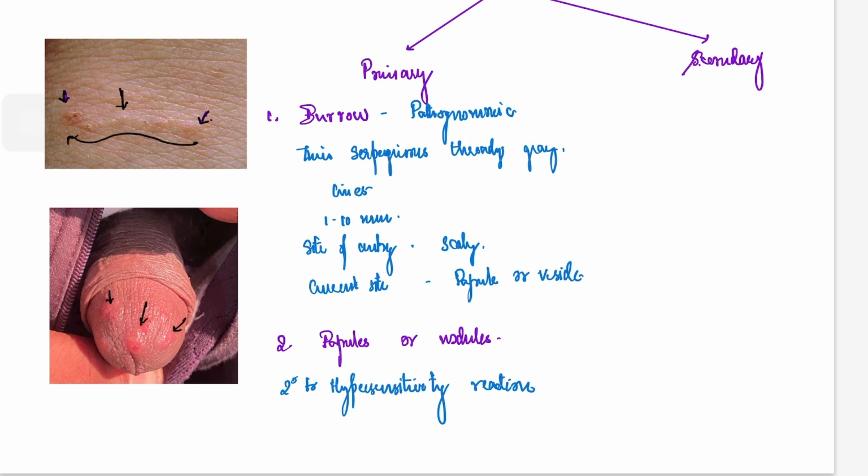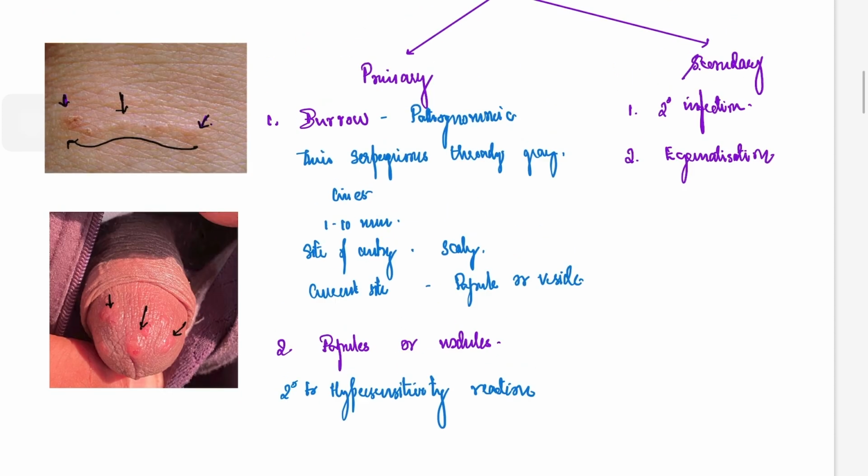And what could be the secondary lesions? Secondary lesions could be secondary infection, like in bacterial infections we talked about impetiginization, secondary impetiginization, which could be because of scabies, dermatophytosis, or pediculosis. So if there's scabies, there could be secondary infection, or it could lead to eczema, eczematization. So these are the primary and secondary lesions.